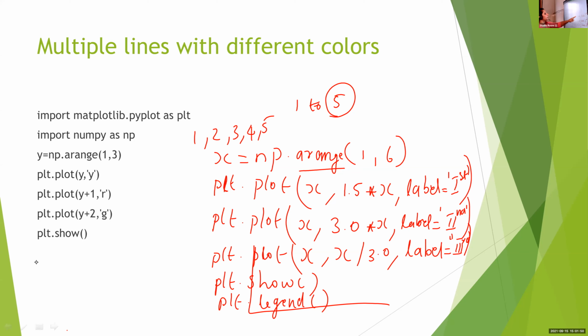The first plot name is label first. Second plot, second line name, is second. Third line name is third. It will display like this: there is a box, and the first one is first. The second one, with a different color, is second. The third one, with another color, is third. If you are not giving different colors, it will take the default colors. It is red, blue, green. So this is legend representation.